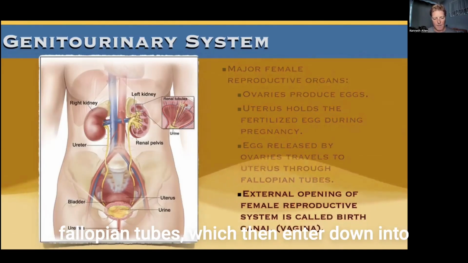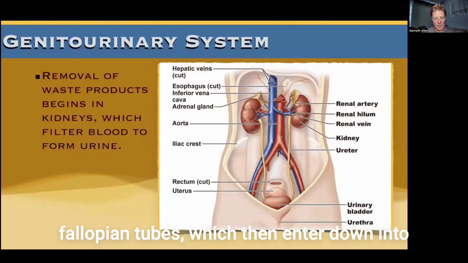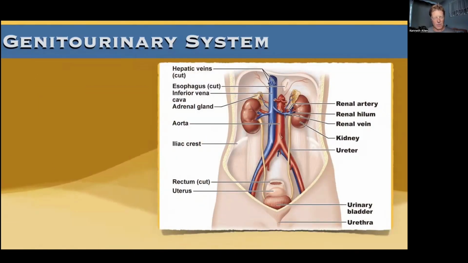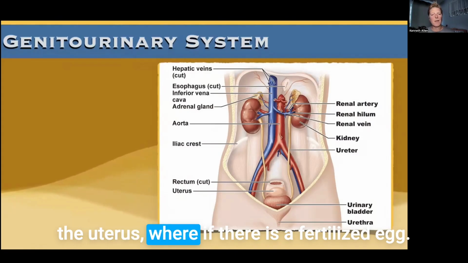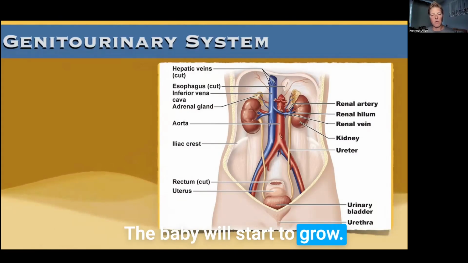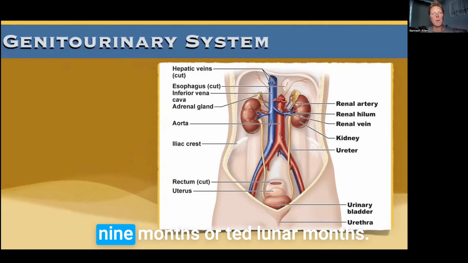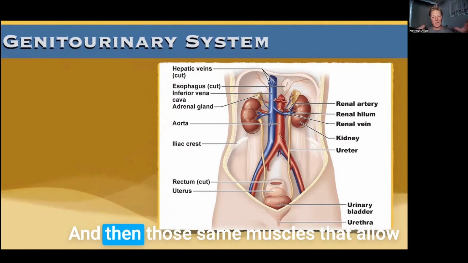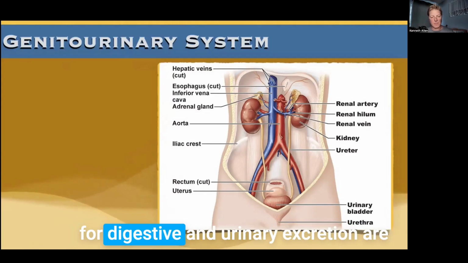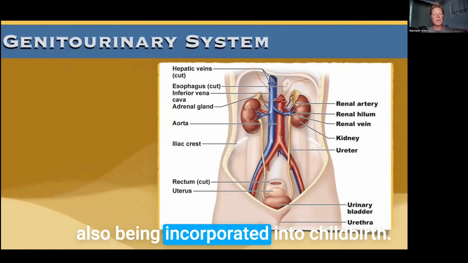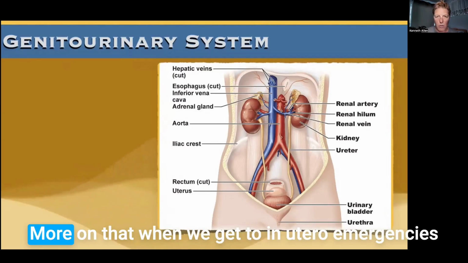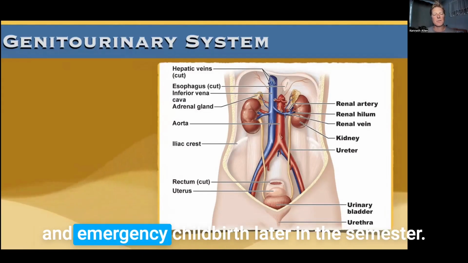fallopian tubes, which then enter down into the uterus, where if there's a fertilized egg, the baby will start to grow and gestate approximately 9 months or 10 lunar months. And then those same muscles that allow for digestive and urinary excretion are also being incorporated into childbirth. More on that when we get to in utero emergencies and emergency childbirth later in the semester.